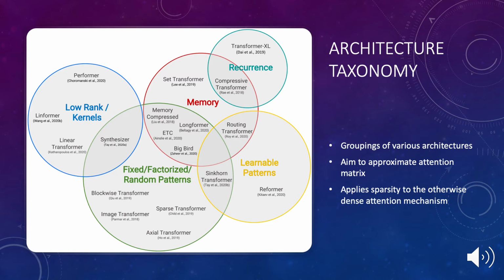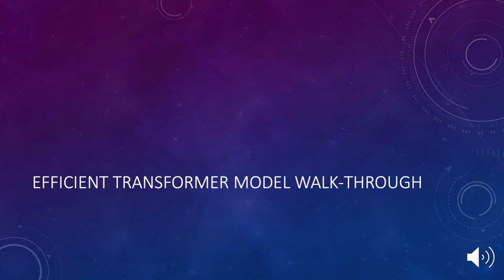All of them, however, intend to apply sparsity to that attention mechanism. Given the density of that attention mechanism, the goal is to make it as sparse as possible to reduce that complexity. They do this by approximating the attention matrix where they can, as opposed to calculating it every step, every time. And they have many different ways that they accomplish that, and we'll go through a few of them.